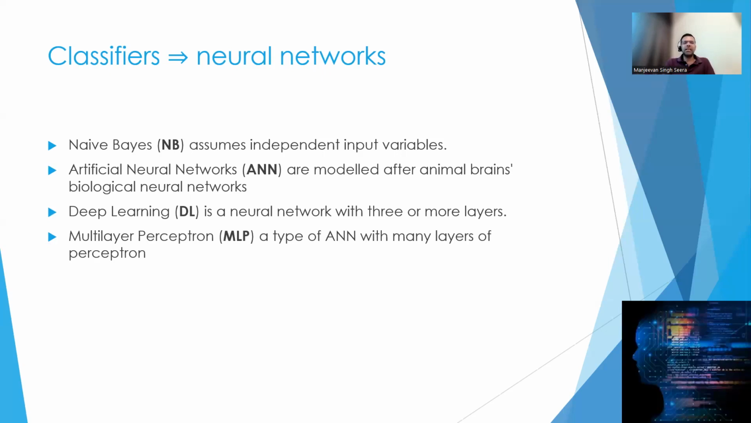Then we have deep learning. Deep learning is similar to the neural network I just explained. However, it has 3 or more layers, so it goes deeper into the learning. And we have multi-layer perceptron. Multi-layer perceptron is a type of artificial neural network which has many layers of perceptrons.